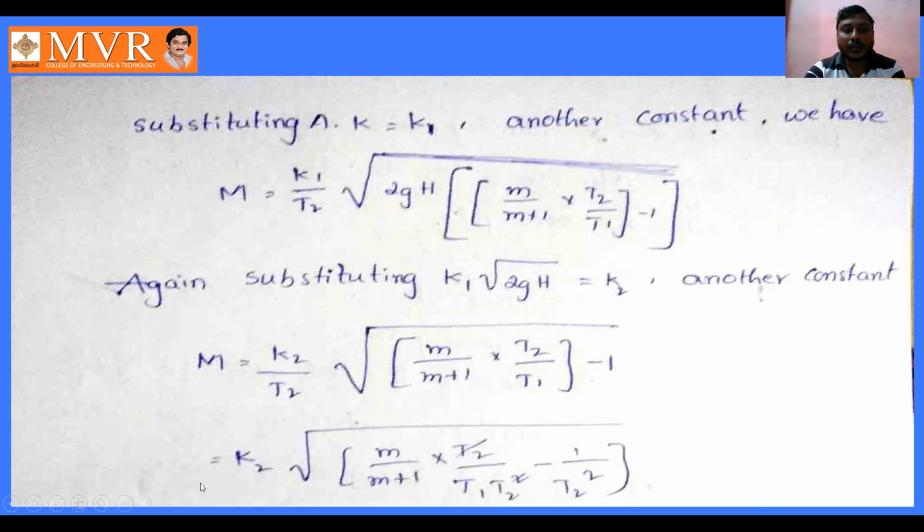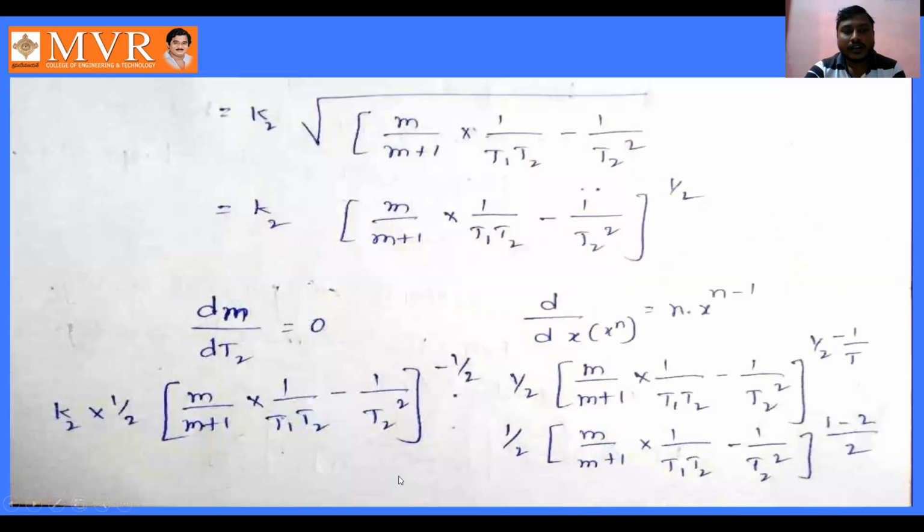Hence, we have the equation for m, substituting the t2 value inside. Multiplying the t2 value inside the root, we need to write this t2 as t2 square, because the t2 square and the root are going to be cancelled. The remaining term is 1 by t2 square. Hence we have the equation k2 root of m by m plus 1 into 1 by t1 into t2 minus 1 by t2 square.